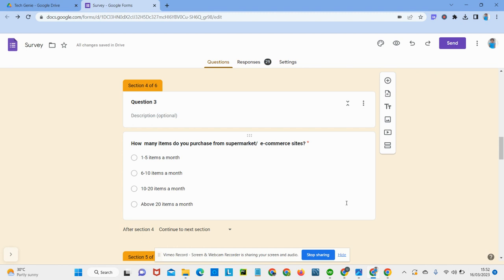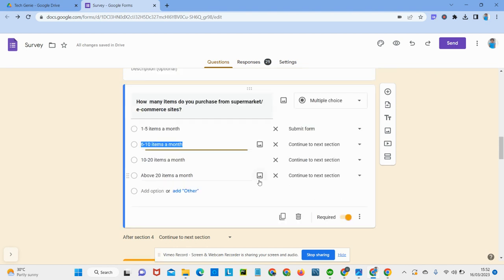So that's why I asked, how many items do you purchase from the supermarket, or even from any e-commerce site? Is it 1 to 5 items a month, 6 to 10 items a month, 10 to 20, or above 20? And then you can see that I said, okay, if it's from 6 to 10, 10 to 20, or over that, the form should allow them to move to the next section, because these are the people that I want to see.